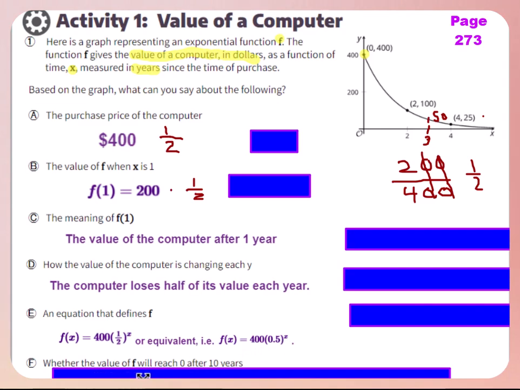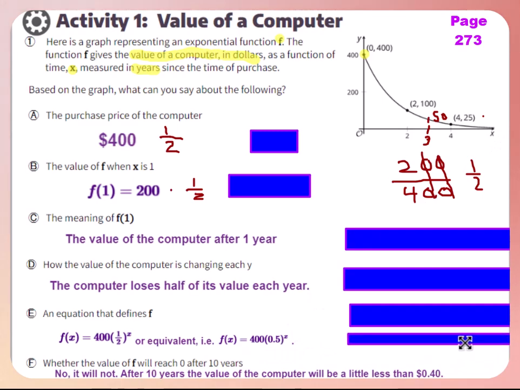And then whether the value of f will reach 0 after 10 years. So you could put this function into Desmos. You could slide along on the x-axis to 10 and then go up and see if y is going to be 0. But it will not. After 10 years, the value of the computer will be a little less than 40 cents. Okay, take some time and put that into Desmos, this function right here, and then play around with it, or you could use this function. They're both the same.